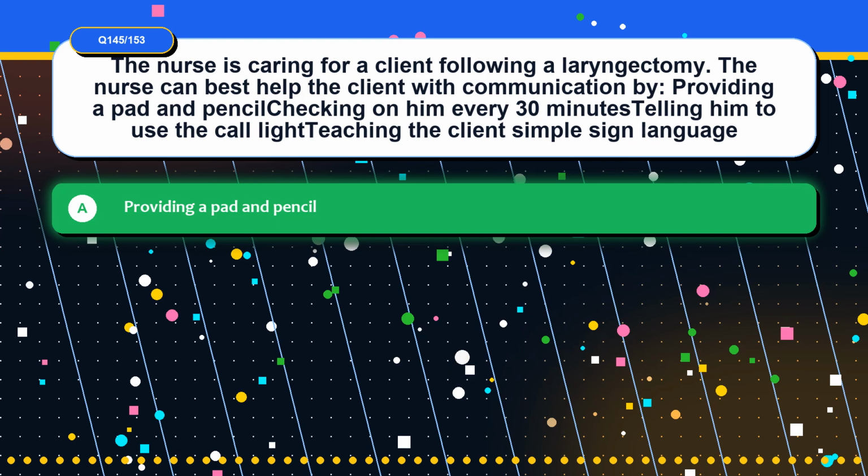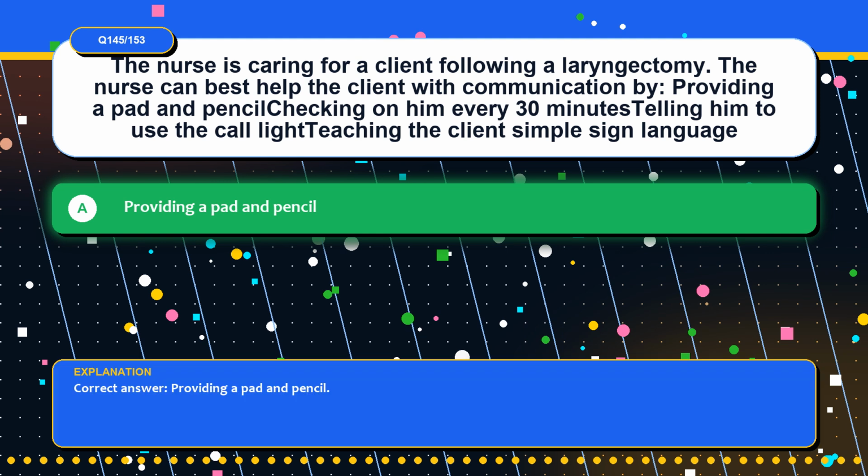The correct answer is option A. Providing a pad and pencil. Correct answer.